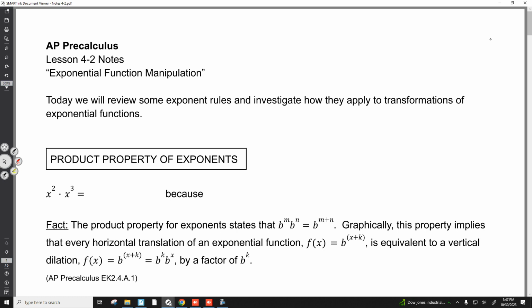We're going to see there's some cool things that happen when you transform exponential functions. And this lesson is all about understanding exponent rules. Now, do you understand exponent rules? Let's see. What's x squared times x cubed? Tell your neighbors, what's x squared times x cubed? Is it x to the fifth or x to the sixth? What is it?